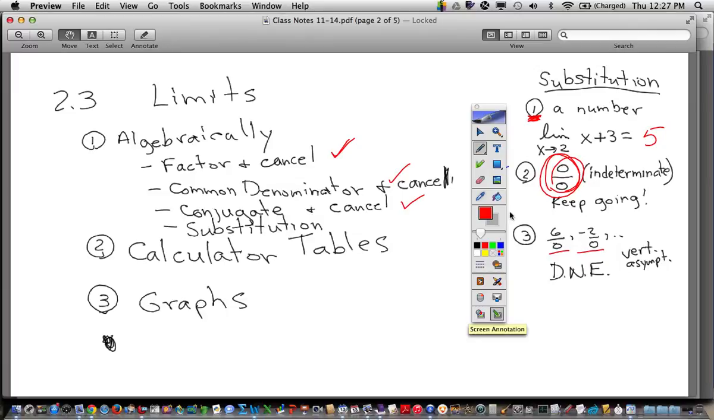But 0 over 0 means we keep going. 6 over 0, 2 over 0, we say does not exist. Because what's happening is we've got a graph that's doing this. One tail's going up like this, another one's going down like this, or something like that. The cars aren't meeting. And so the limit does not exist.